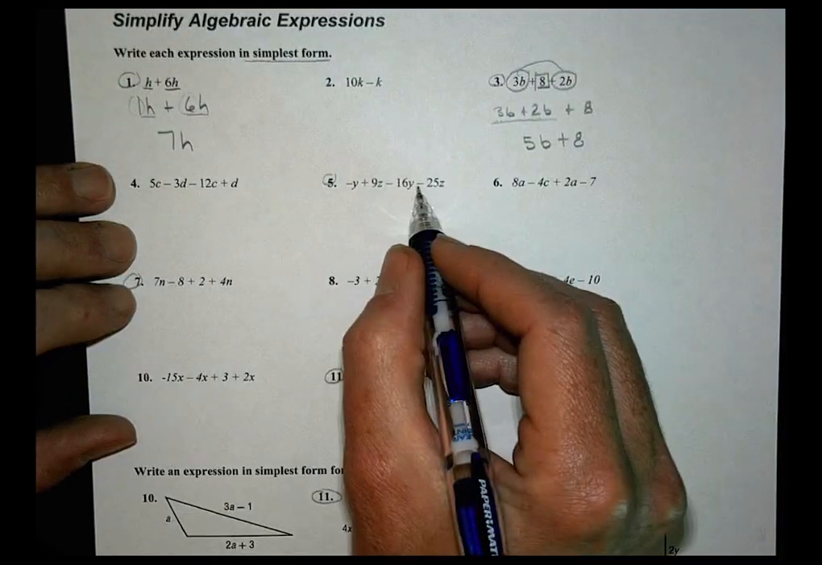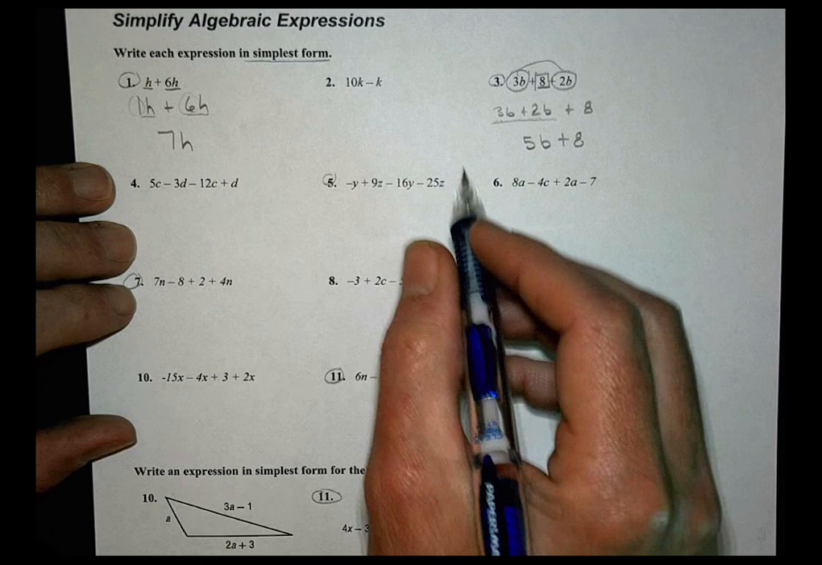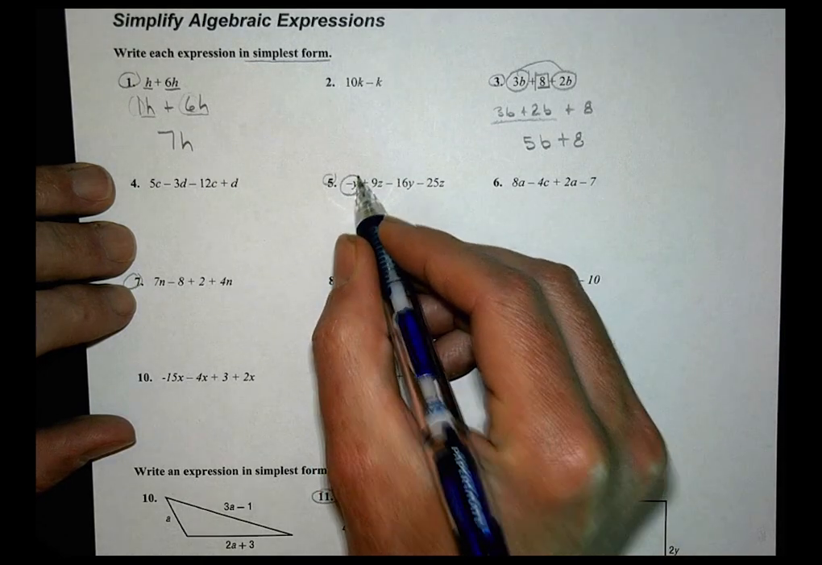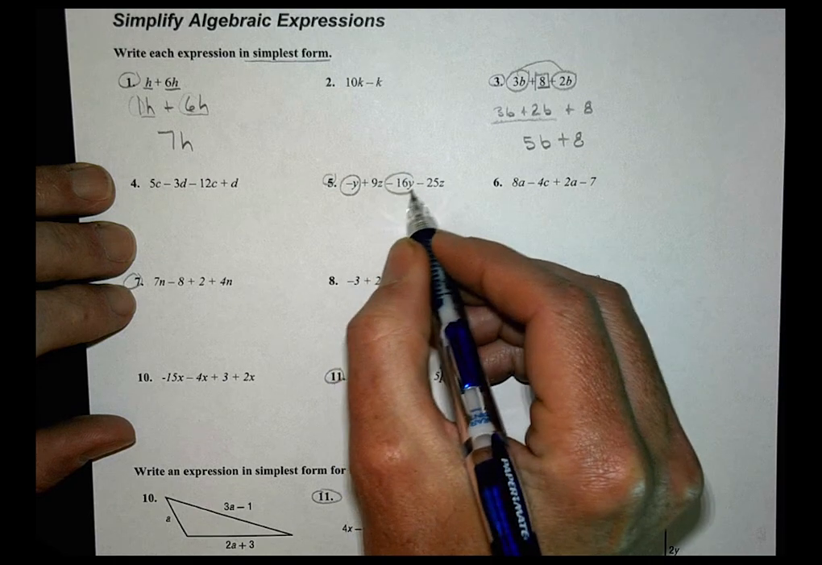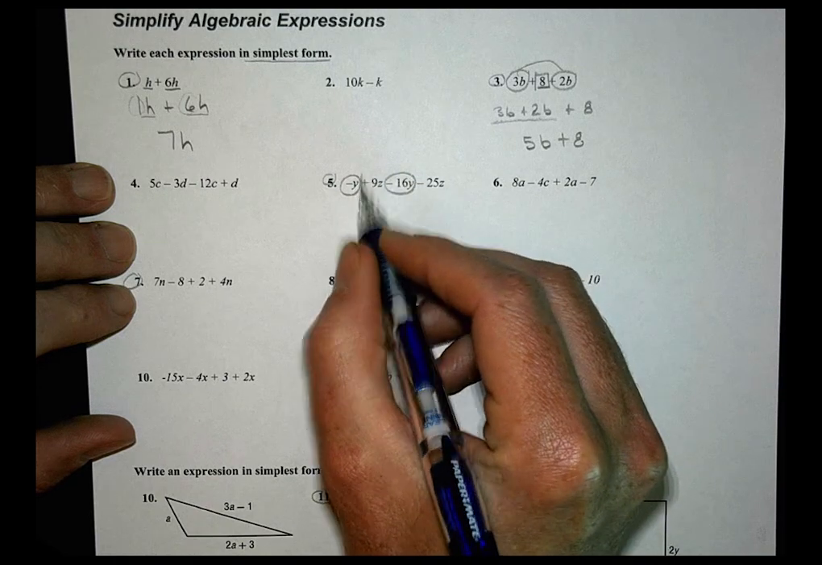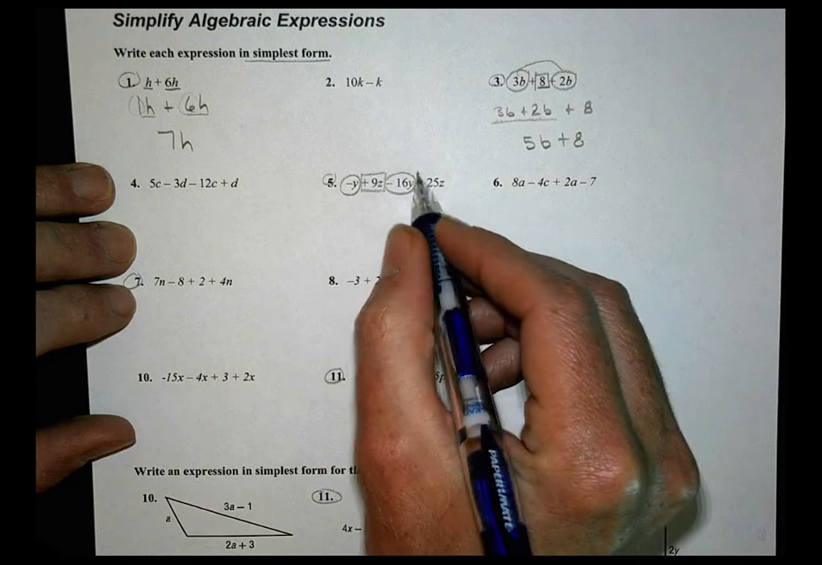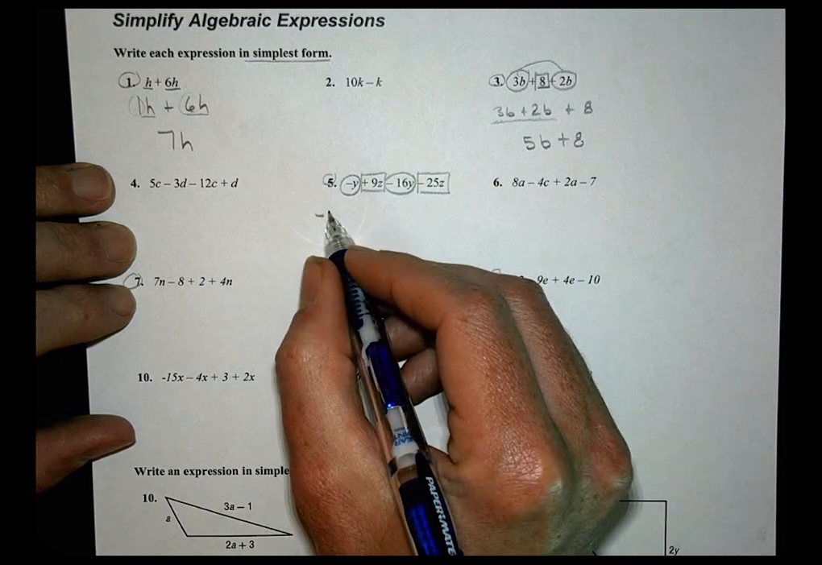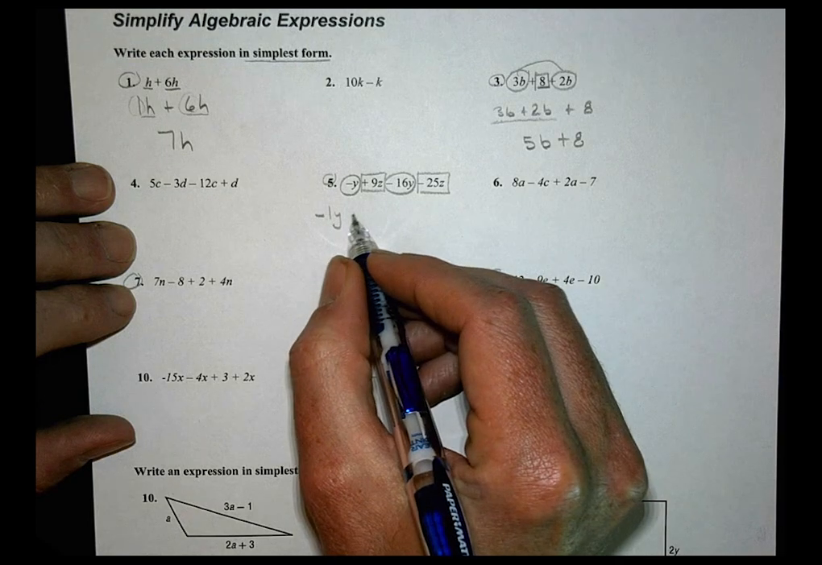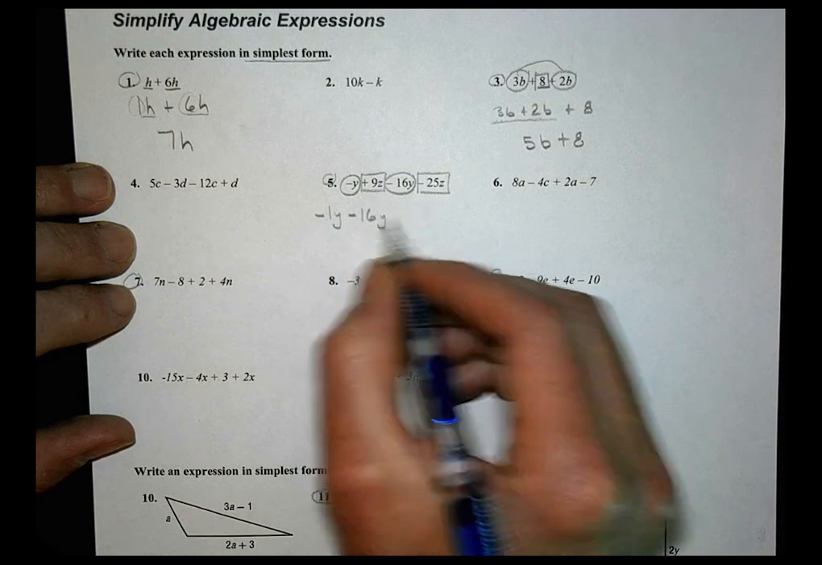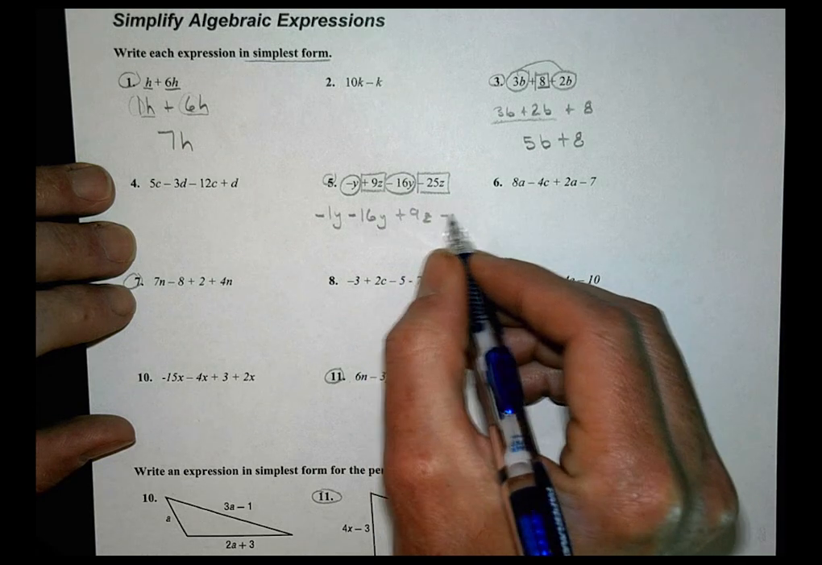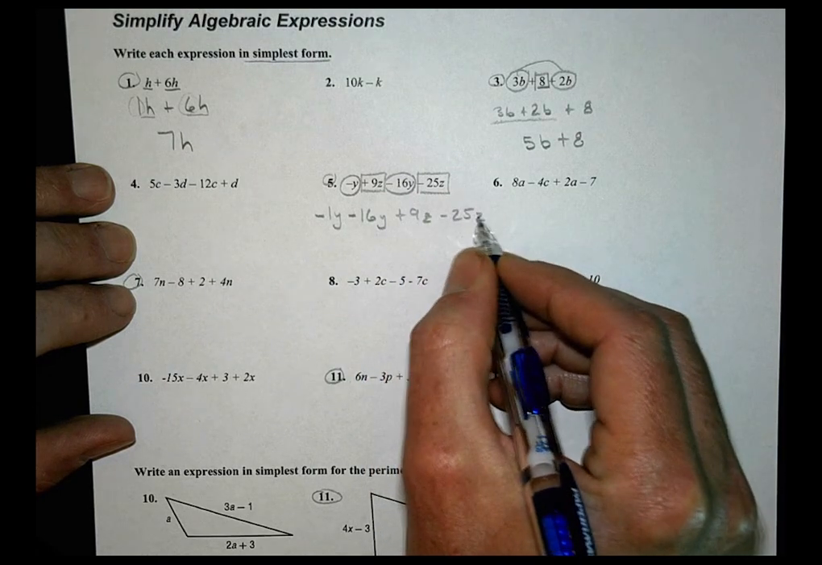Number 5, we're dealing with some negative numbers, and we also have some different variables. Here we can see we have a negative y, here we have a negative 16y, and over here we have a plus 9z and a minus 25z. So let's rewrite this real quick. This becomes a negative 1y minus 16y plus 9z minus 25z.